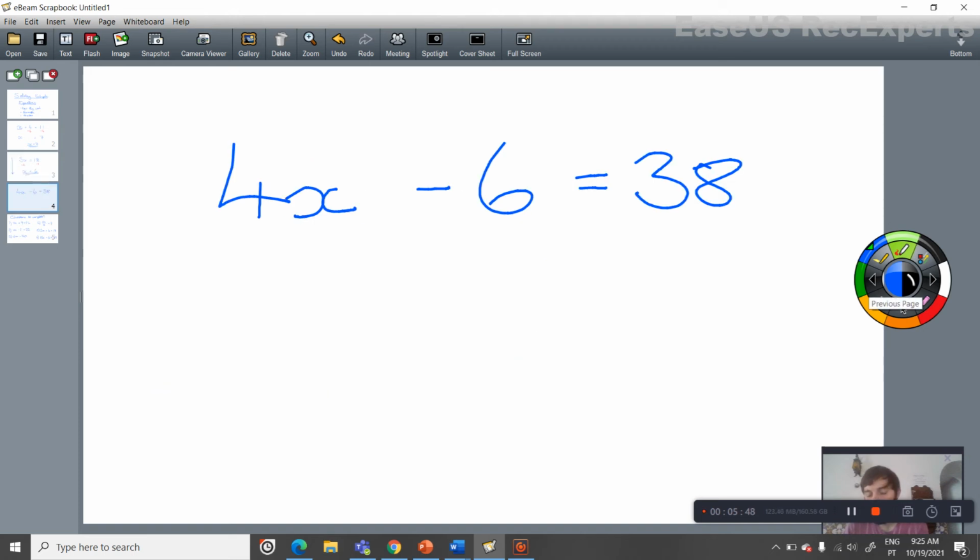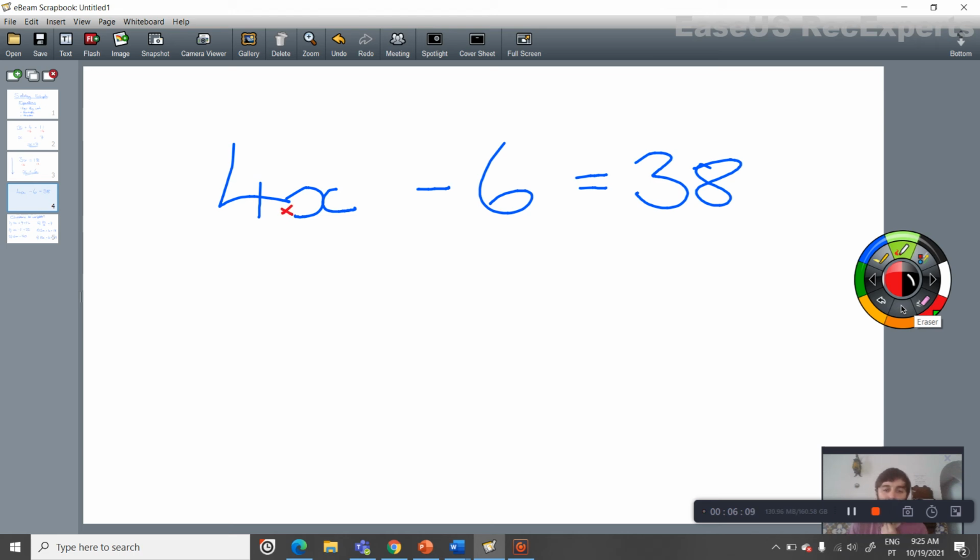Okay, last one. This is not so simple anymore. It's got 2 steps. You see there's 2 things happening. So we still need to do the opposite. So we just have to think, what is the opposite of what thing? What do we do first? What do we do second? So this says 4 times x, again, 4 times x, take away 6.